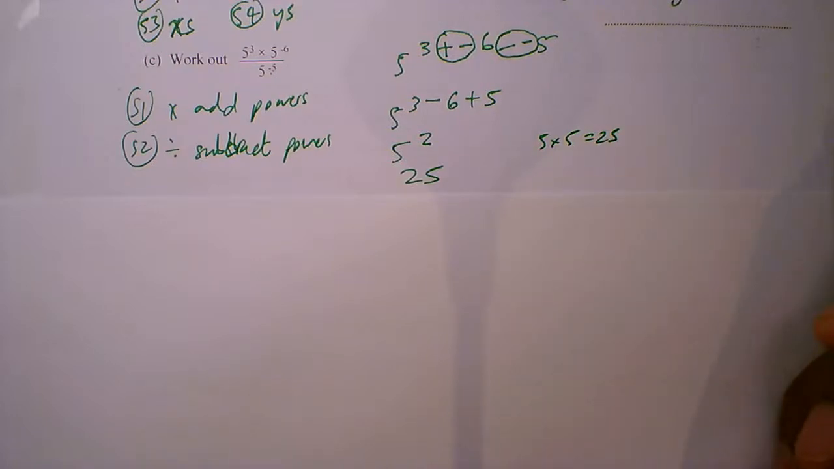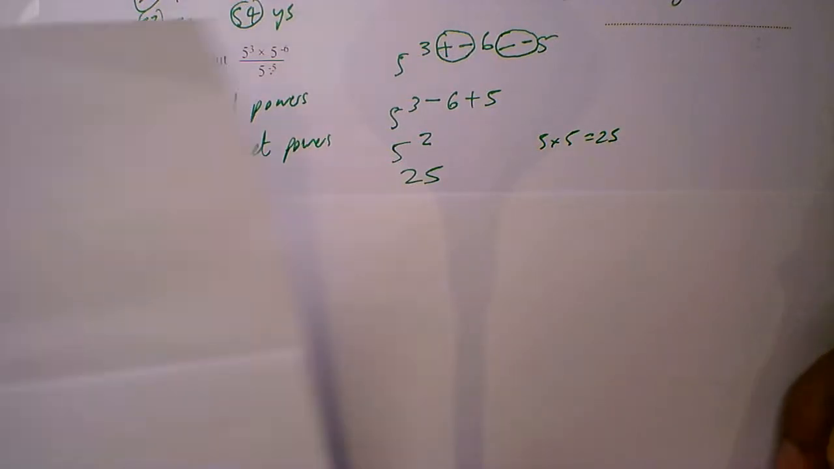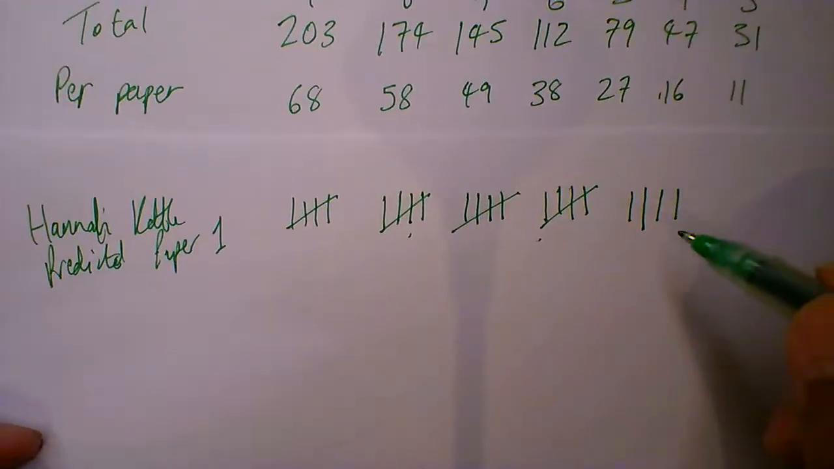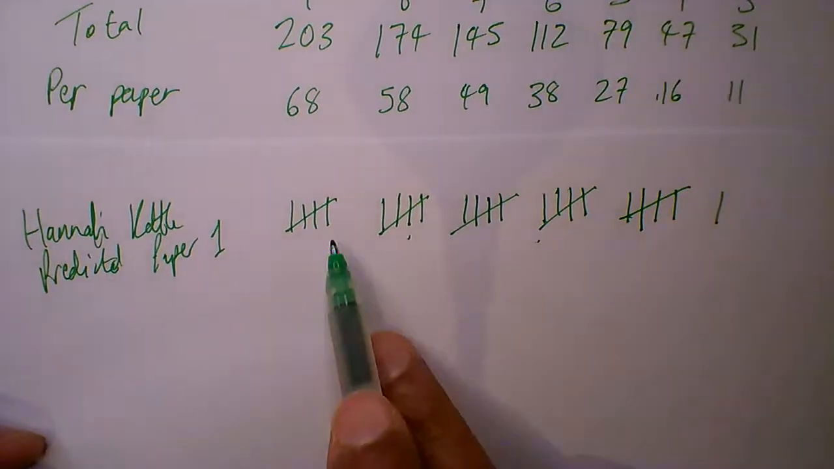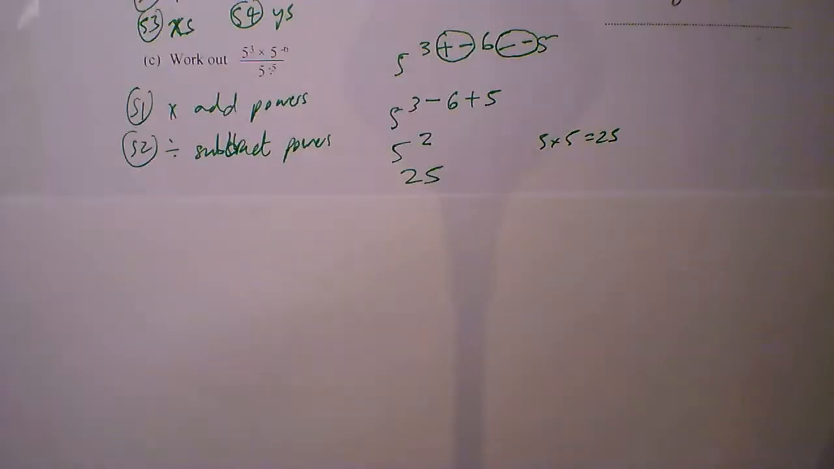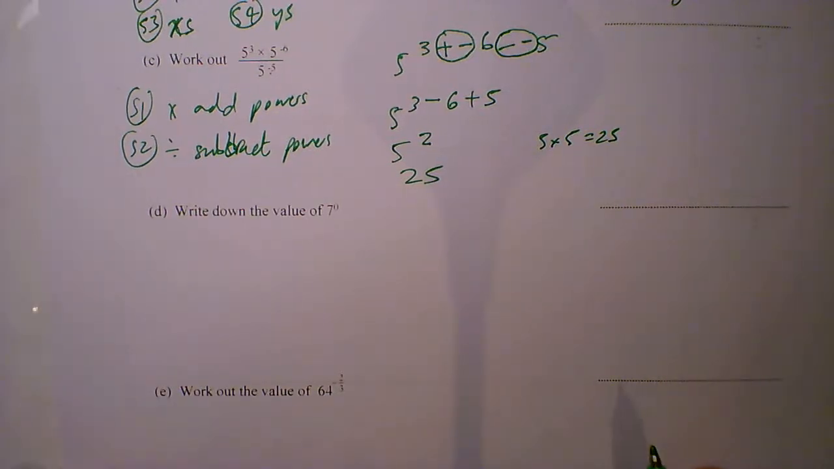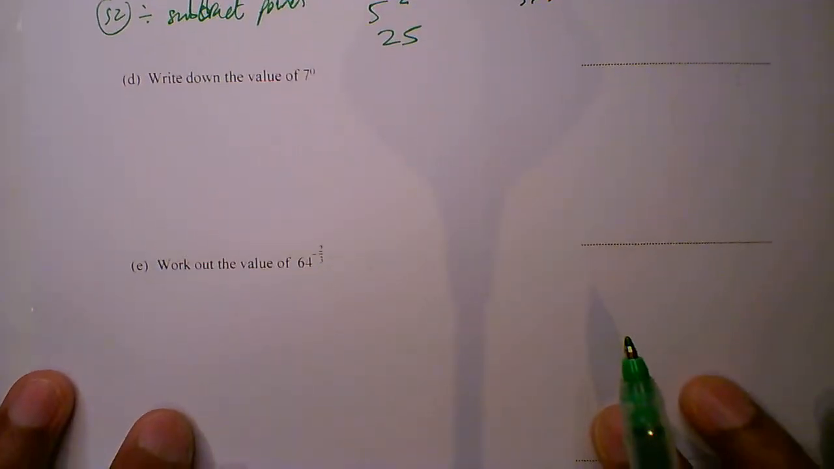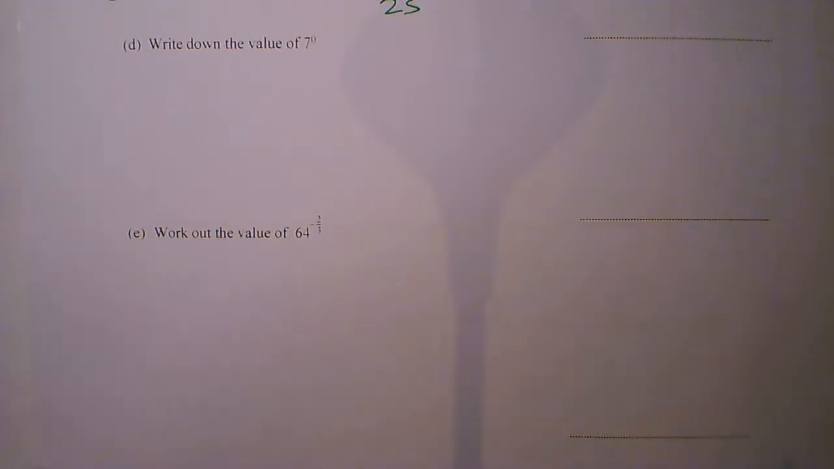All right, so that's another 2 marks. Let me add that to my tally. 5, 10, 15, 20, 25, 26. I'm 1 mark away from my grade 5 based on last year's. Yes, I know this is a practice paper. All right, the next question. I'll give you a second to do that.